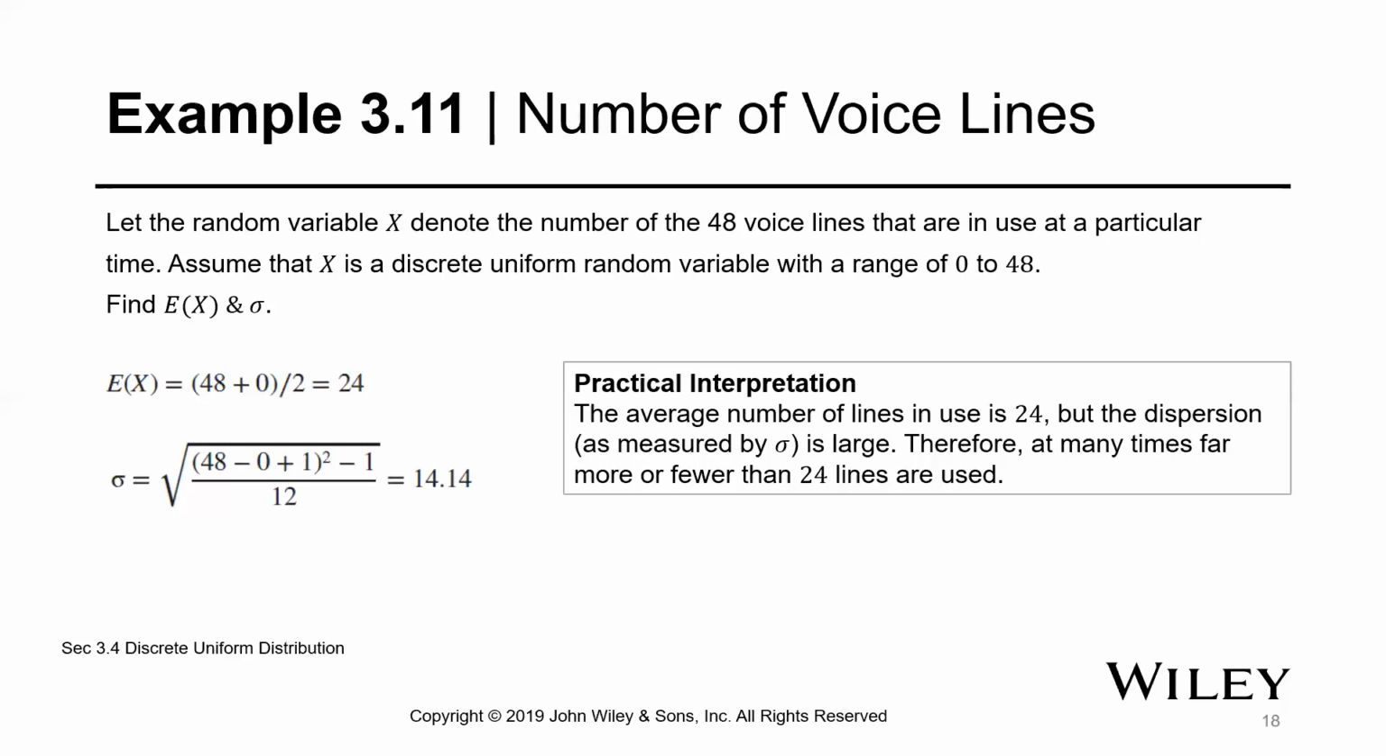I just don't know it. I probably will look at it later. So on average, the number of lines should be about 24 if you have a good uniform distribution.